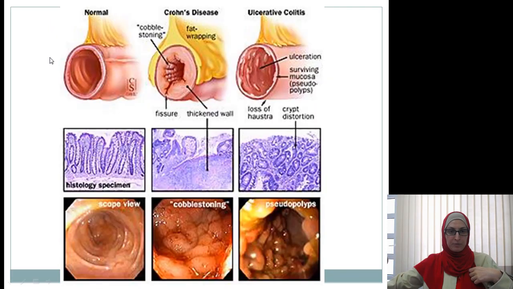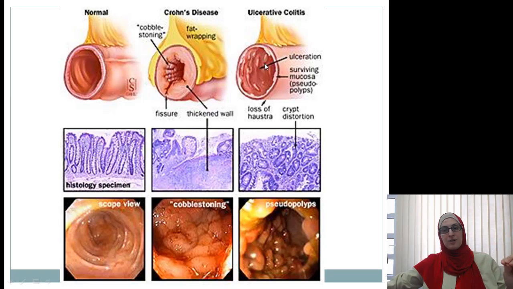So this is how the normal colon would look like. This is how the colon would look like in a patient with Crohn's disease, and this is how it would look like in a patient with ulcerative colitis. So you can see here there's a thickening of the lining and lots of fissuring, which makes it more susceptible to develop fistulae and perforations. And you can see here the inner surface is more irregular, we call it cobblestone appearance.